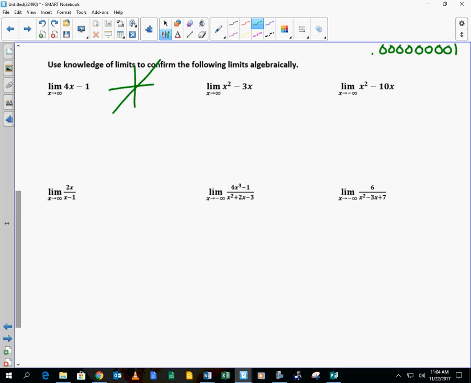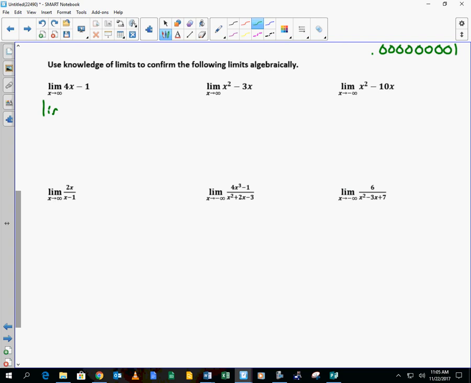It goes to infinity as well. Now, some people think about this problem. They say, well, it's really 4 times a very large number, and then we just subtract 1 from it. So is subtracting 1 really going to change the value that much? No.